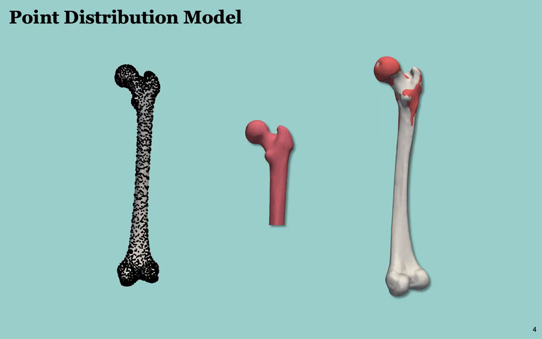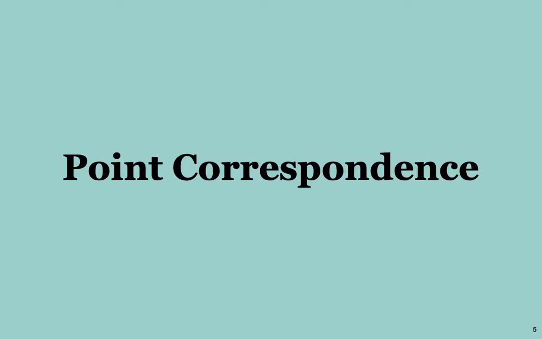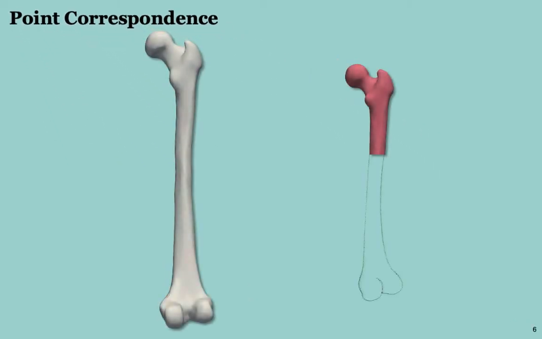Now, this leads us directly to one of the underlying principles that point distribution models rely on, which is point correspondence. Point correspondence is the process of identifying points with the same anatomical meaning and location across multiple items. So in this case, across discrete surfaces.